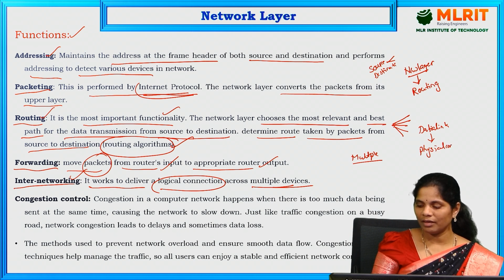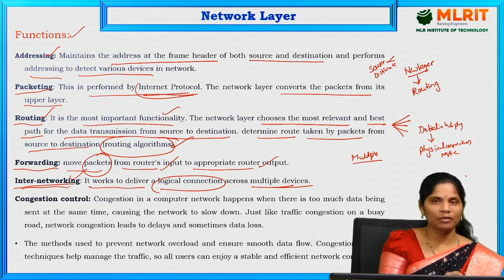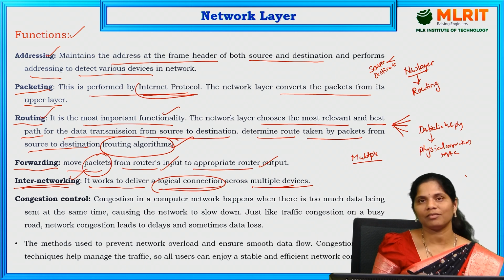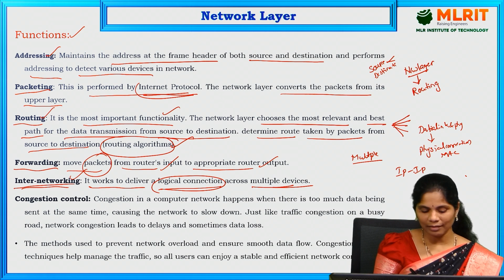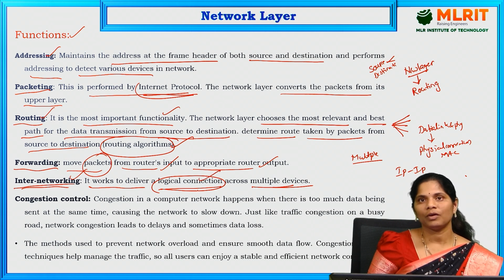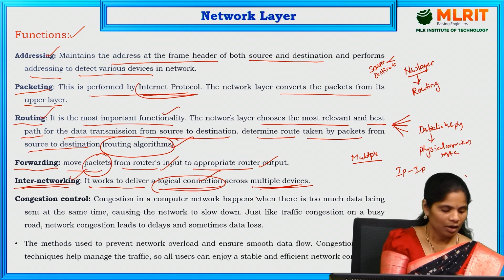Whatever connection is there in the data link layer and physical layer, that is the physical connection that can be used by the MAC address. Internetworking is talking about the logical connection, which means we are connecting from one IP to another IP, that is, one network to another network. That is the logical connection, one host to another host among the multiple devices. That is internetworking. What is congestion control?